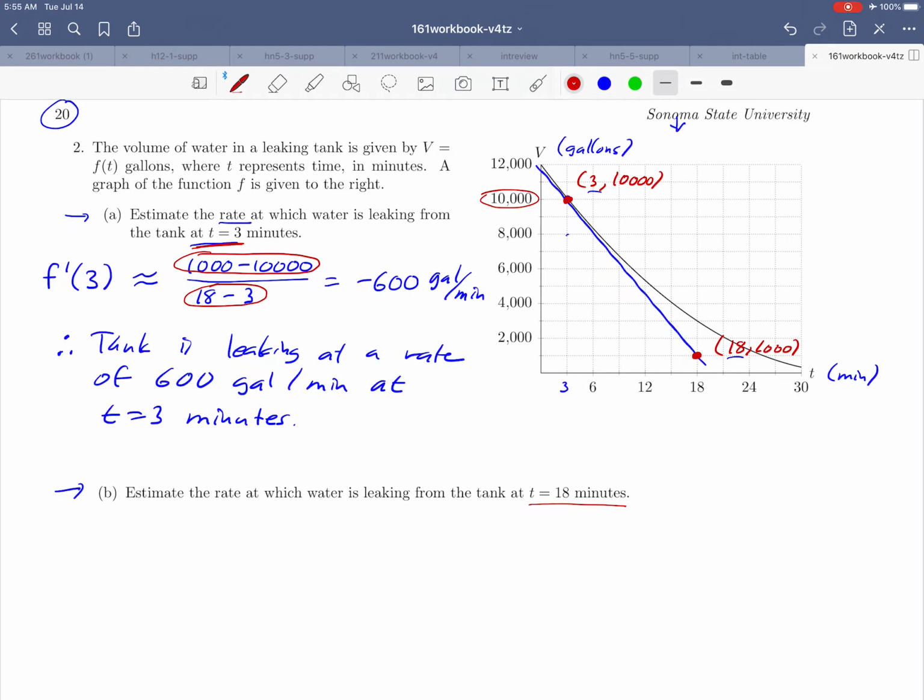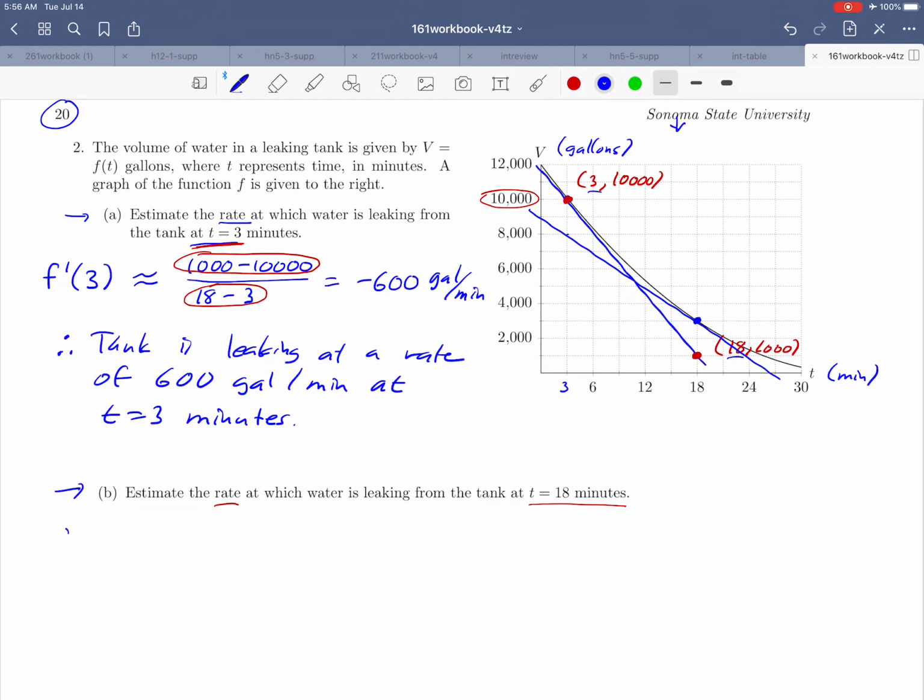Welcome back. So hopefully you tried part B on your own here. We're going to work through that together, and you can compare the answer that we get with whatever number you got. So estimating the rate of leaking at t equals 18 minutes just means we're going to try to draw in the tangent line to the function at t equals 18, which means that we're there. And so we need a tangent line that goes through that point. So I'm taking out my ruler. Again, you can't see it, but you will see the tangent line appear in just a second here. There's my best attempt at drawing the tangent line at t equals 18.